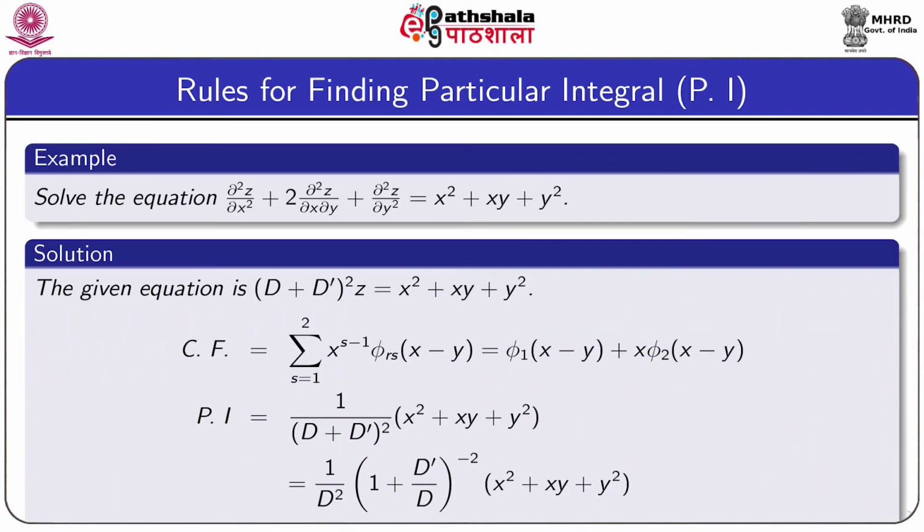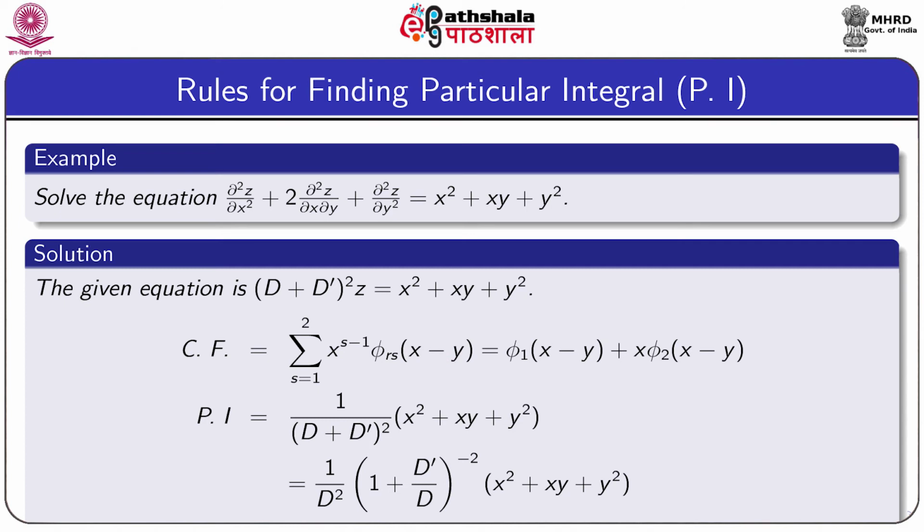So, we take this example. In this example, small f function is x square plus xy plus y square, and capital F is capital D plus D dash square. It is very easy to find the complementary function. So, the complementary function is written here. Since there is a repeated root, we will get the complementary function in this form: phi 1 of x minus y plus x into phi 2 of x minus y.